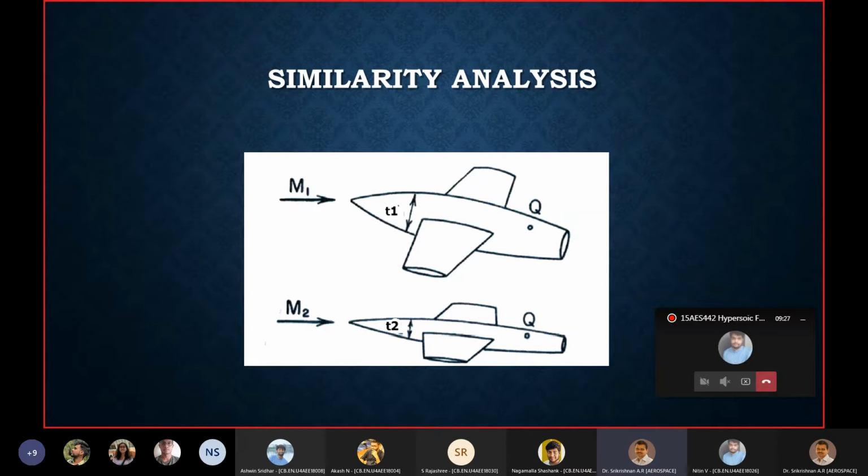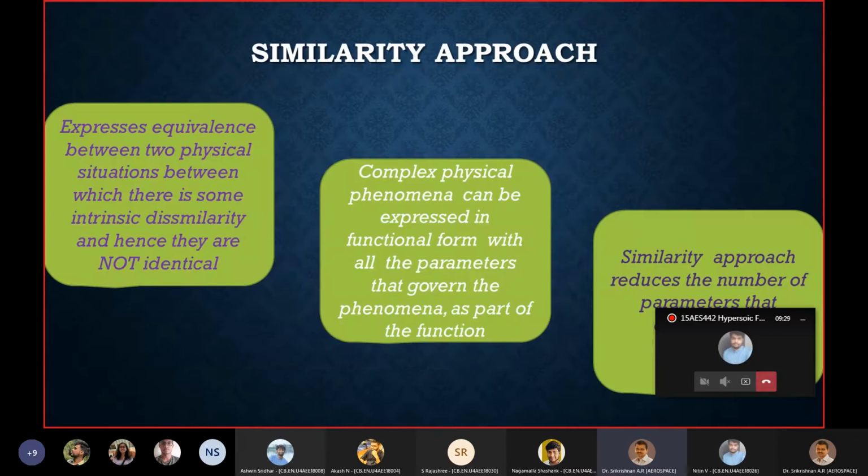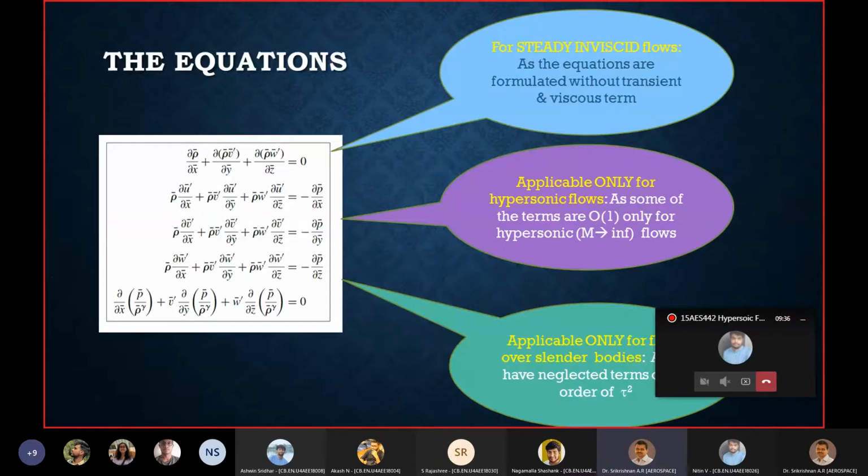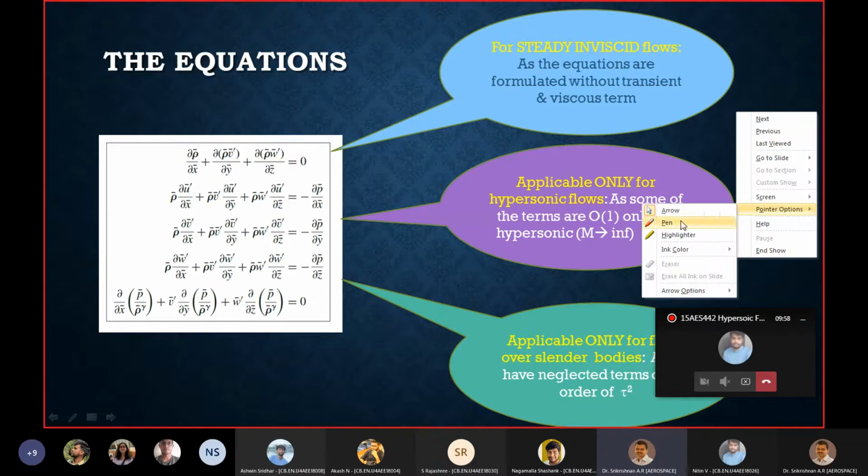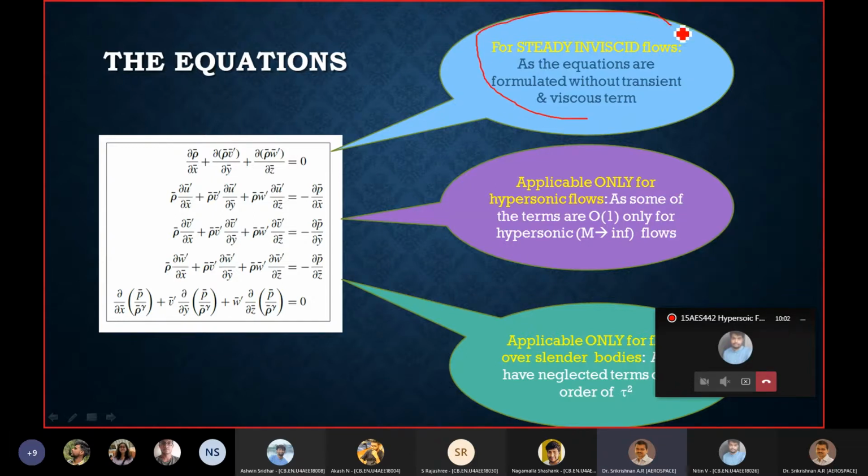So with this approach, now we have the set of equations. We have discussed this approach also. Once we have the set of equations, the next step is to apply the boundary conditions accordingly. So let's just look at the most important aspects of the equations that we have now. I'm just summarizing what we have discussed already. The application is only for steady inviscid flows, because we have taken the equations in a form that is applicable to steady inviscid flows. We don't have the transient term, and we don't have the viscous forces either.